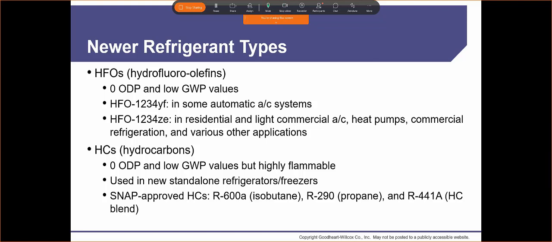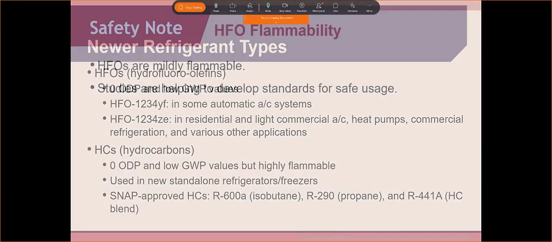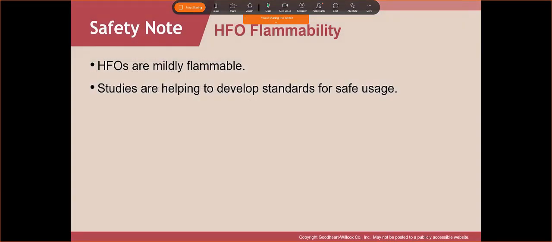There are different refrigerants out there that do have the potential for explosion. One of those is R600A, R290, which is propane, and then we've got R441A, which is a blend. So keep that in mind. HFOs are mildly flammable. Studies are helping develop standards for safe usage. Basically they cool and make things run, but they're potentially dangerous, especially here in the States with the furnaces and everything else and the flammable products that we have. And then we have the water heater as well.